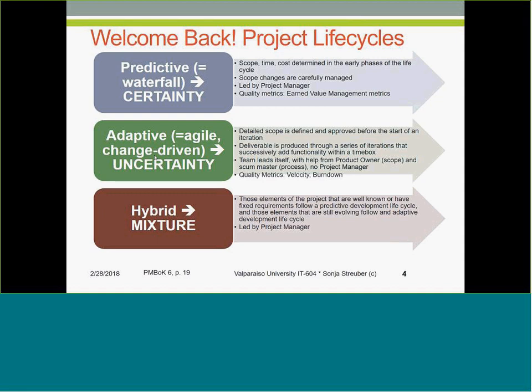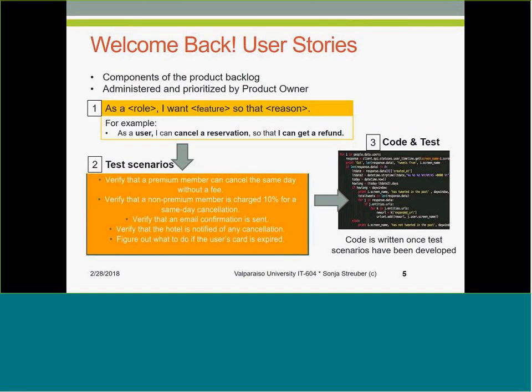Most organizations, however, opt to combine the two. They opt to combine predictive and adaptive models into a hybrid model, simply because documentation never goes away. The need to track budget and schedule never goes away as much as sometimes we'd like it to. But really the important part.